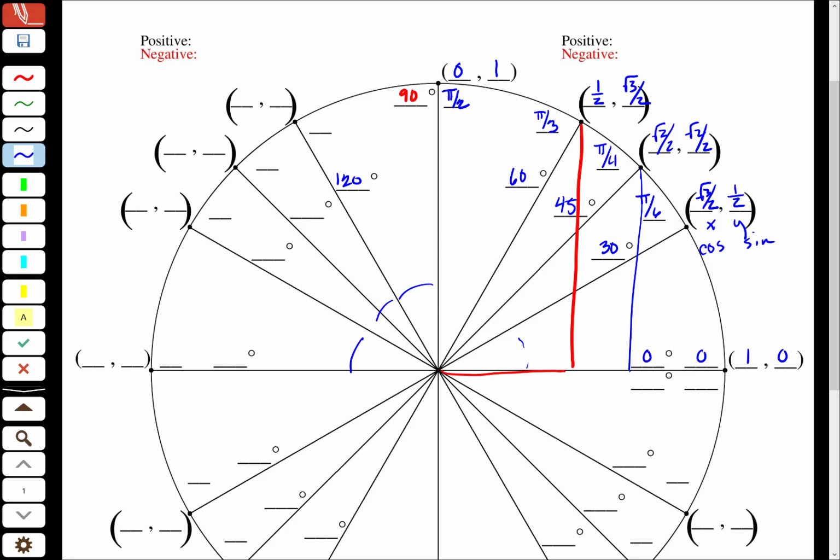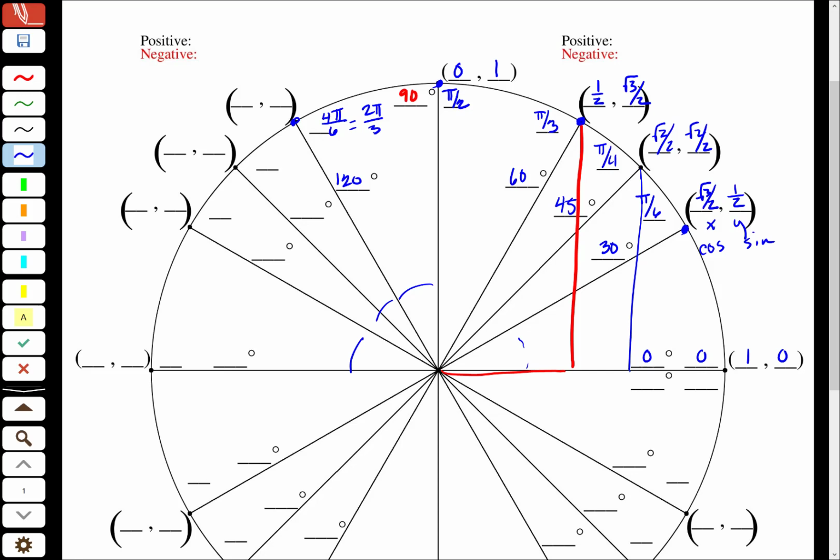Now we didn't do that conversion. But I count starting here, you can start to learn how to count in radians, and this is pi over 6. 2 pi over 6 is right here, which is the same thing as pi over 3. 3 pi over 6 is right here, and this is 4 pi over 6, which is the same thing as 2 pi over 3.